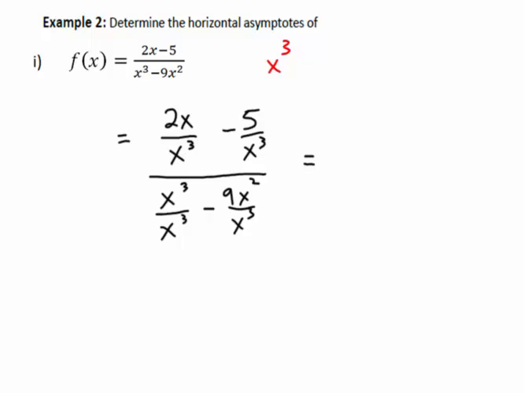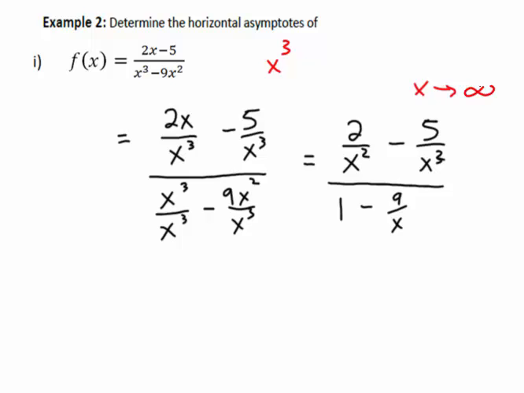So the first term, 2x over x cubed, is going to become 2 over x squared minus, there's no simplification on this term, 5 over x cubed. x cubed over x cubed is 1, and then we get 9 over x, like so. Now we use the power of infinity. Now we let x get really, really big, approaching infinity. And as it approaches infinity, anything with x in the denominator will get closer and closer to 0. So that'll approach 0. This will approach 0. And this will approach 0.